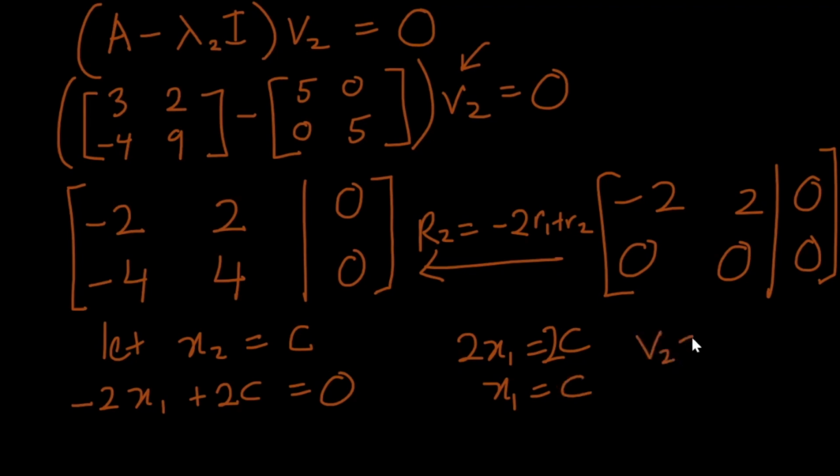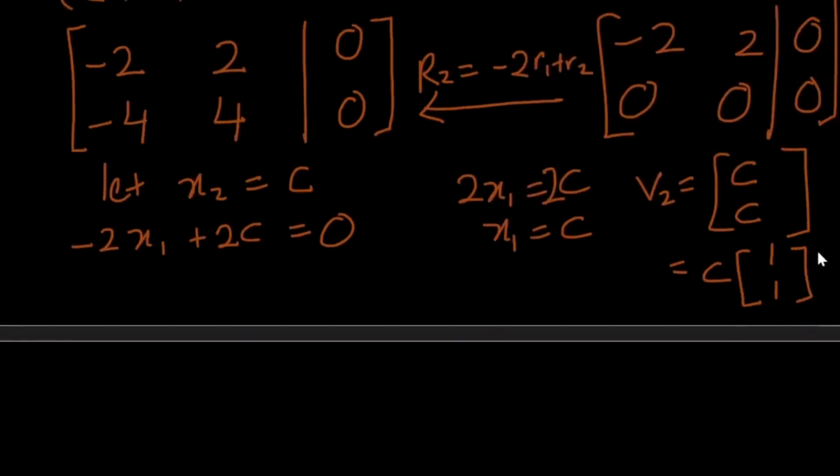Now V2 would be c and c, or I could rewrite this as c times 1, 1. And to normalize this, remember the largest magnitude must be 1. So if I let c be 1, V2 now could be 1, 1. So when the eigenvalue is 5, the corresponding eigenvector is vector 1, 1.